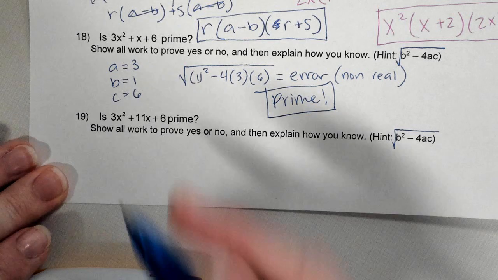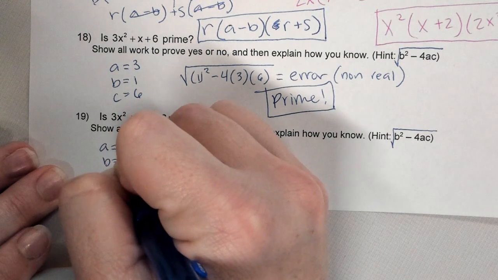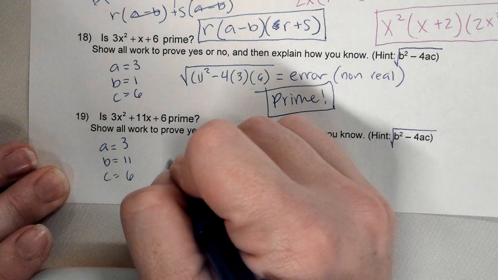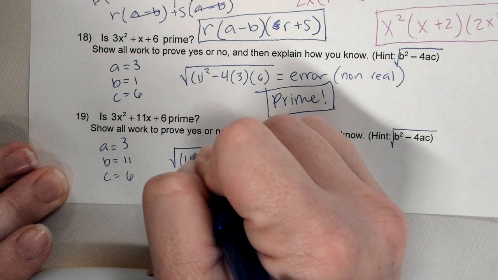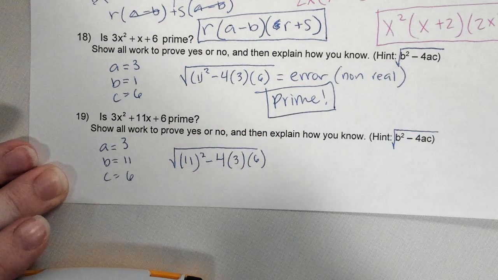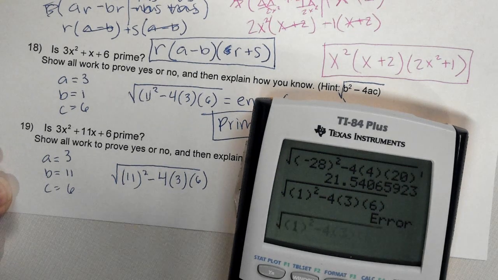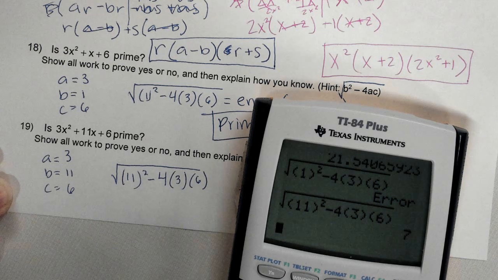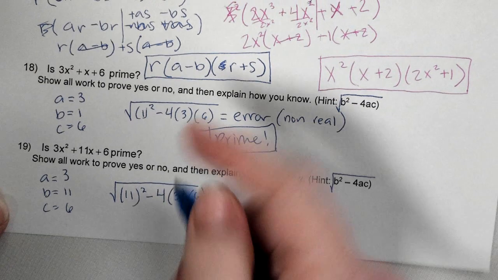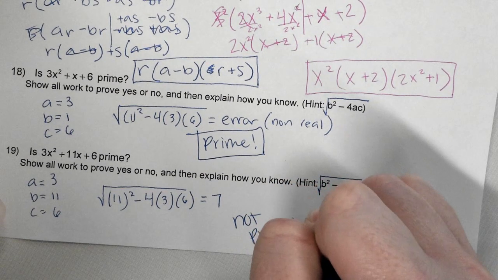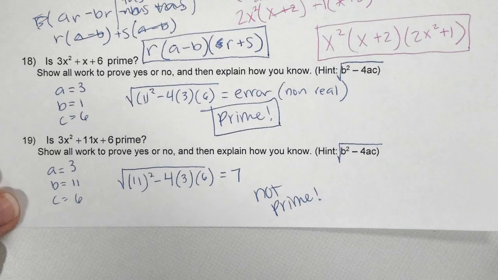So now let's try this one. A equals 3, b equals 11, c equals 6. So b squared is 11 squared minus 4 times 3 times 6. So I'm going to be a cheater. And it equaled 7. So it is not prime. This is factorable. Good luck on your test.